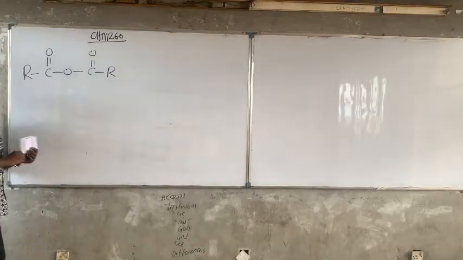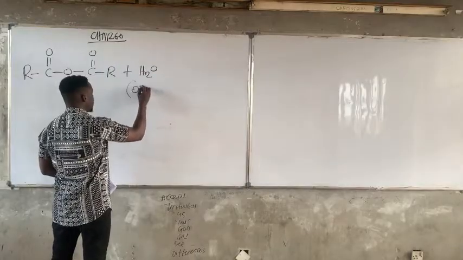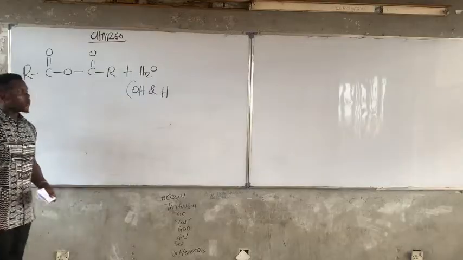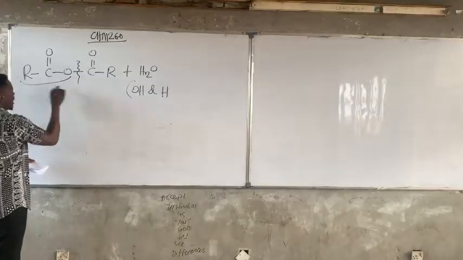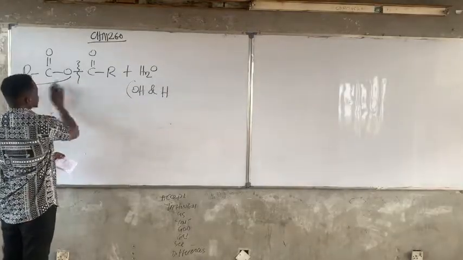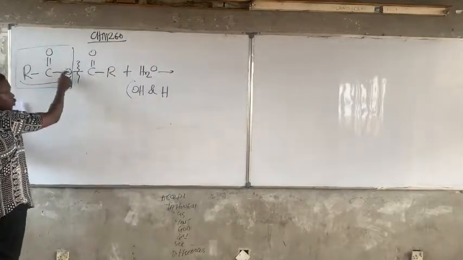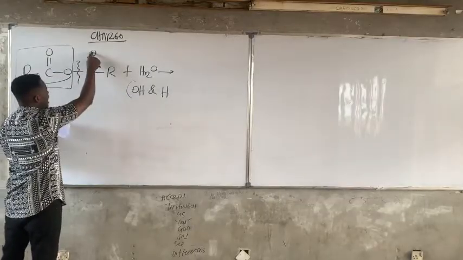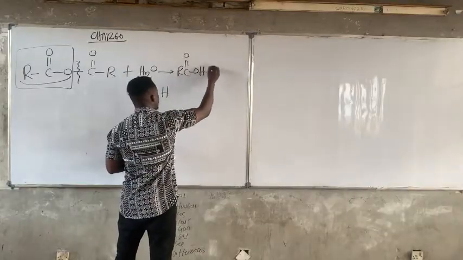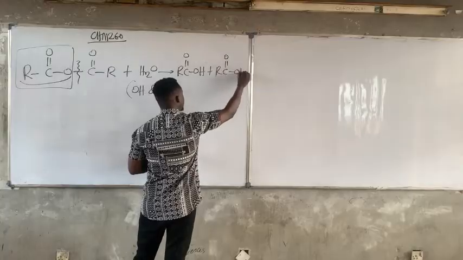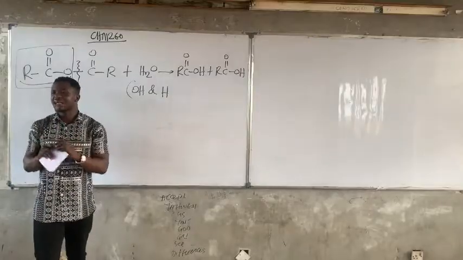this. Now, if I react this with water, look at what is going to happen. Water is OH and H. So I'll come to any part of this. When I break this, on this side I'll add OH, on this side I'll add H, and on this other side I'll add OH. So the side that has 2 O, I'll put H, and the side that has just 1 O, I'll put OH. So this becomes RCOOH plus another RCOOH.